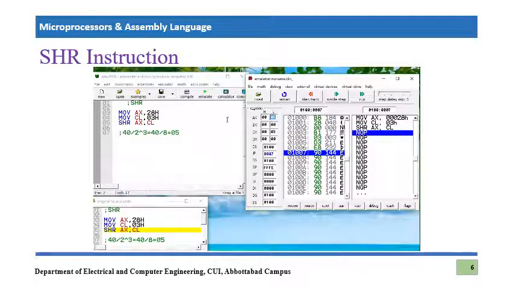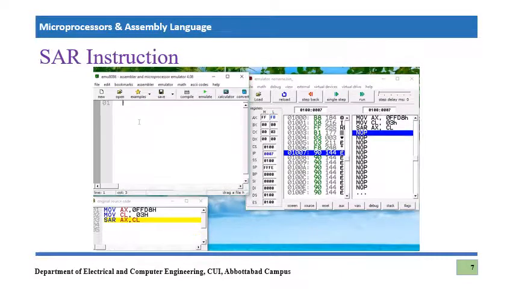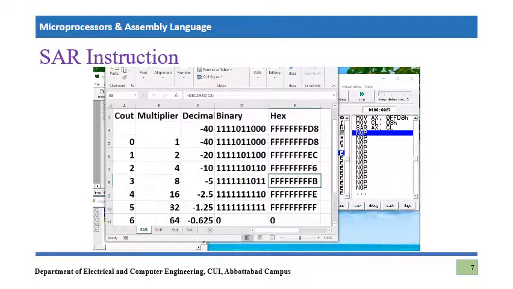I hope this point is clear to everyone. Okay, in this slide we are performing shift arithmetic right. So we will be dealing with signed numbers. Let's say we are dealing with minus 40. Let's convert that number into hexadecimal, and I can do it using this sheet. So minus 40 is equal to what?